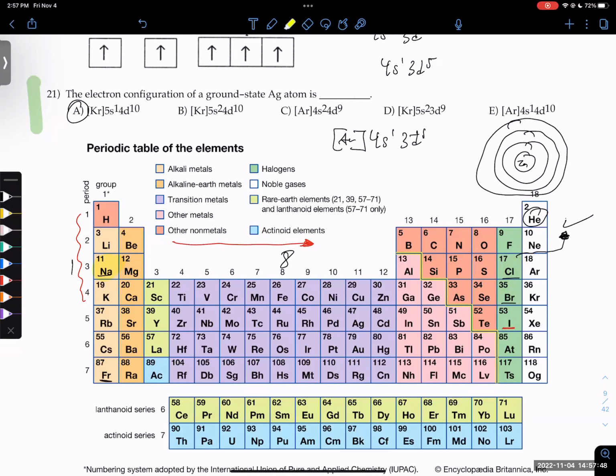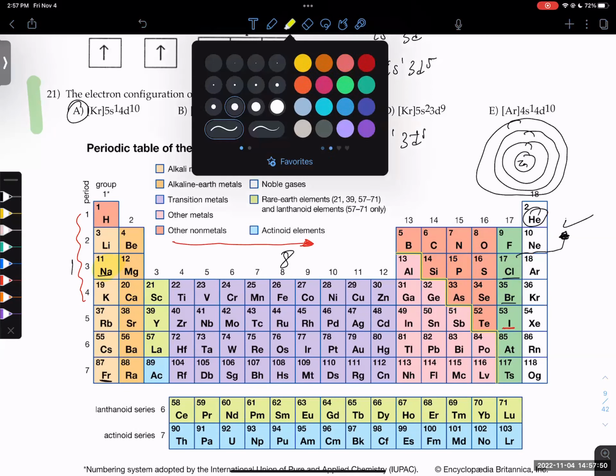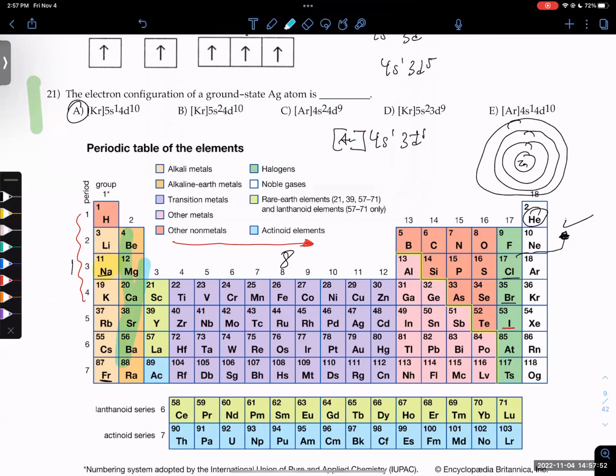All right, and the group twos are this one, and then group 3 is this one, not the transition levels. And then 5 and 6.